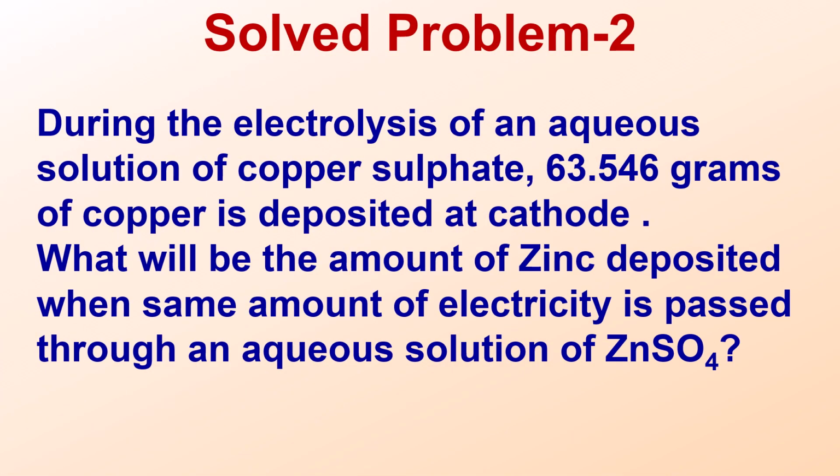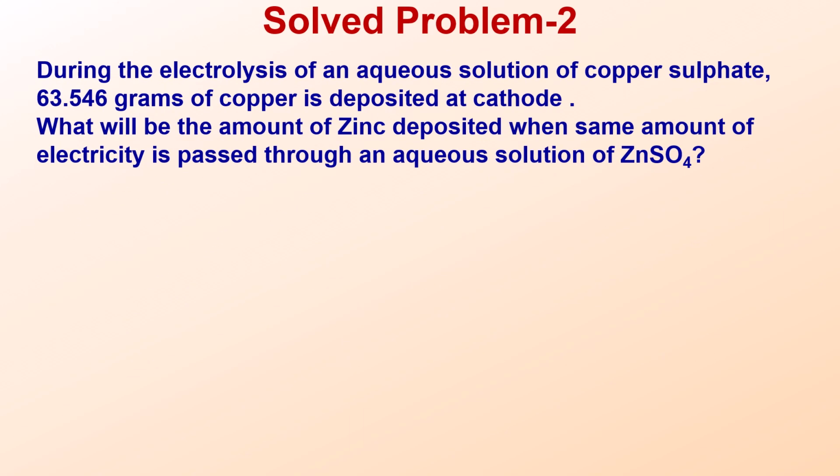Now another problem based on Faraday's second law. During the electrolysis of an aqueous solution of copper sulfate, 63.546 grams of copper is deposited at cathode. What will be the amount of zinc deposited when the same amount of electricity is passed through an aqueous solution of zinc sulfate?